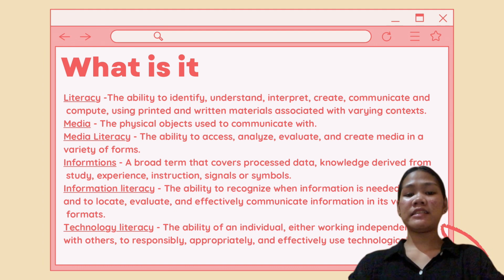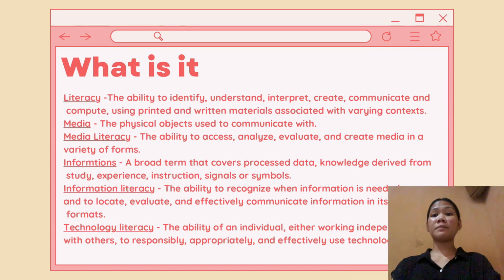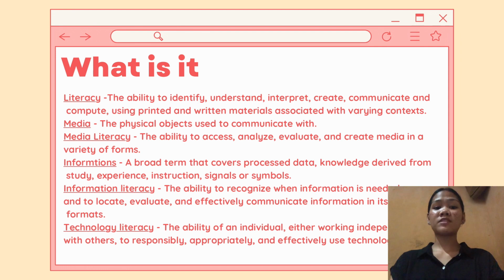Media literacy. The ability to access, analyze, evaluate, and create media in a variety of forms. It aims to empower citizens by providing them with the competencies, knowledge, and skills necessary to engage with traditional media and new technologies. Information. A broad term that covers processed data, knowledge derived from study, experience, instruction, signals, or symbols.